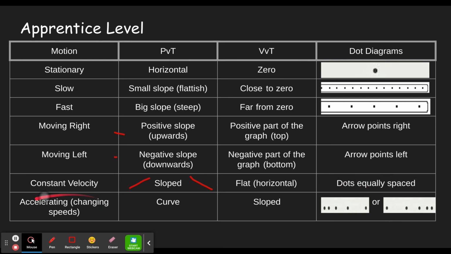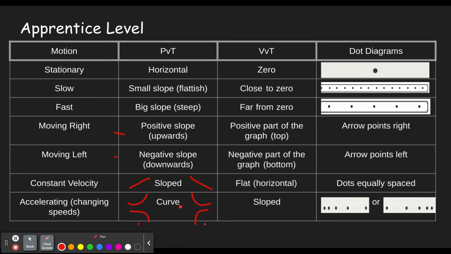If something is accelerating or changing speeds, you'll see a curve. So keep in mind that curve might be flat to steep, in which case it's starting out slower and speeding up, or it could be steep to flat, which indicates it's slowing down. It's starting out steep, fast, ending up flatter, and that would be slowing down. Okay, so you could have either of those types of accelerating, speeding up or slowing down.